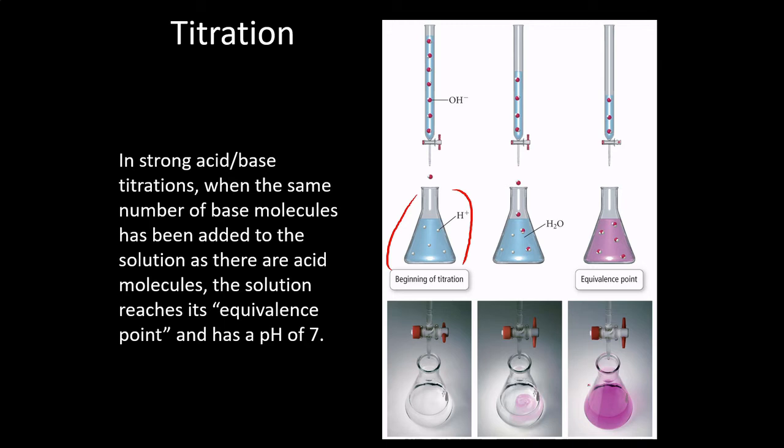Now this dark of a pink is actually darker than we would usually want. We want the lightest pink possible when we're doing titrations with phenolphthalein, because that means we're as close to the pH of 7 as possible. This is probably something around 9.5 to 10. That's probably what the pH of that solution is, because it's a fairly deep pink.